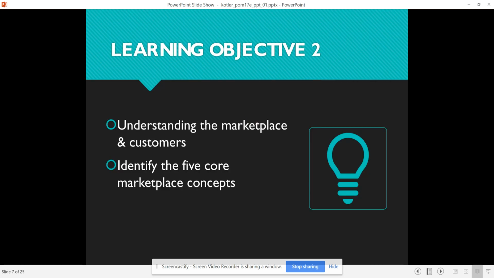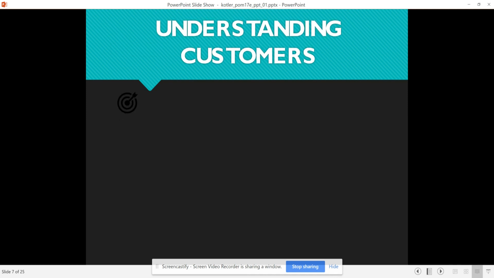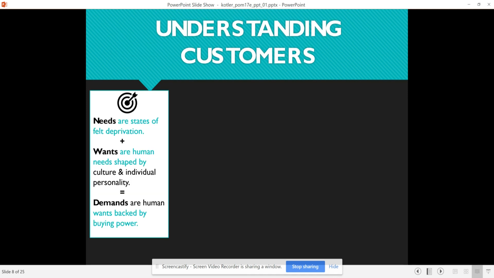All right, so the next objective is understanding the marketplace and customers, and then identifying the core marketplace concepts. So the first step of anything is understanding your customer. So who are you going to service, and what are their needs? A need is a state of felt deprivation. So I need water, I need food. What I want is based off of my cultural and individual personality.